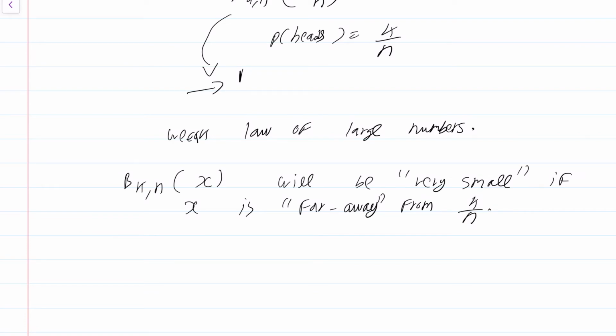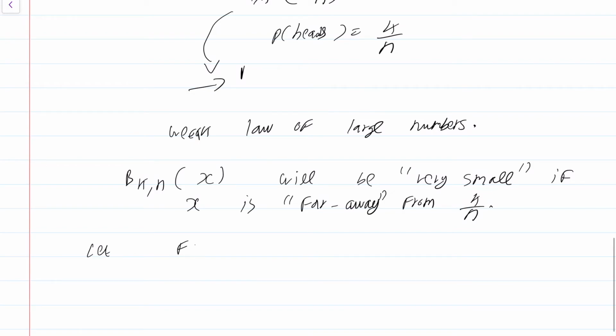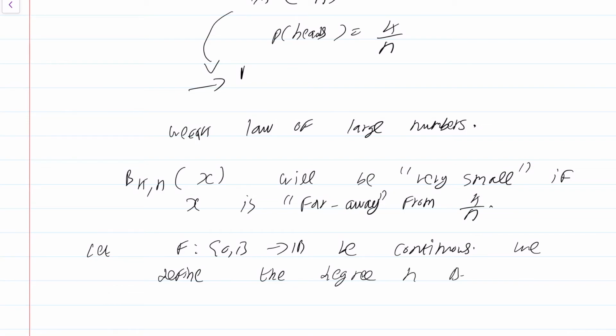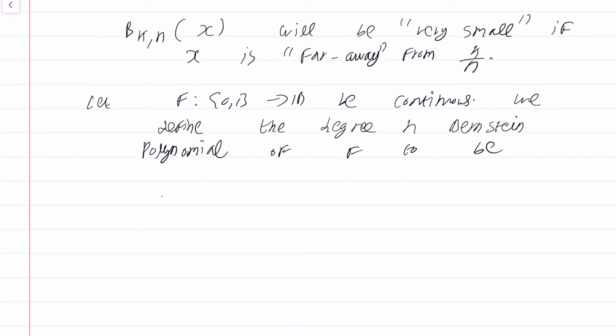So what we do is the following. Let f from closed [0,1] to R be continuous. We define the degree n Bernstein polynomial. Note there is only one such polynomial, the Bernstein polynomial of f, to be, as you can guess, it's just going to be B n f of x is summation k equals 0 to n.